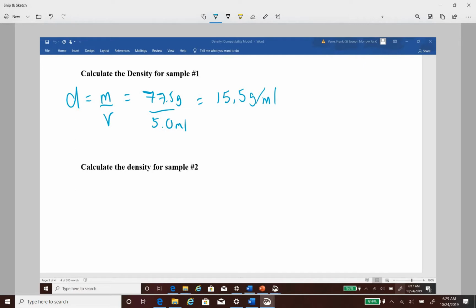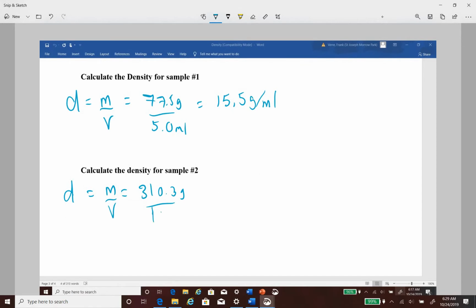Okay. With our second example, the mass was not 77.5. If you remember, it was 310.3 grams, and our volume was 10.5 milliliters. So in that case, the density is 29.6 grams per milliliter.